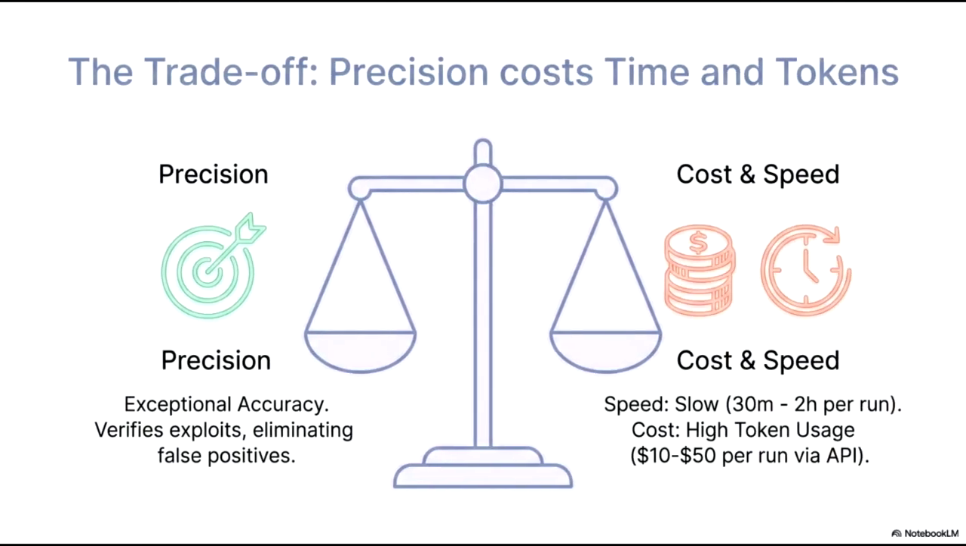The central challenge we face is the inherent trade-off between precision and the consumption of time and tokens. When we prioritize precision, as illustrated on the left, we achieve exceptional accuracy. This method focuses on verifying exploits to systematically eliminate false positives, providing a level of reliability that is critical for sensitive operations. However, this precision comes with notable drawbacks in terms of speed and cost.